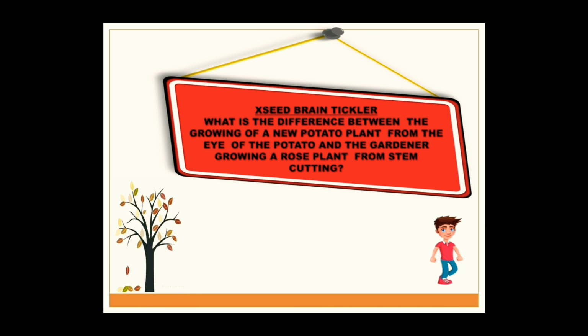A new potato plant is growing from potato. It's also vegetative propagation. The gardener is growing a rose plant from stem cutting. This is also vegetative propagation. But what is the difference between these two processes? Try to think.